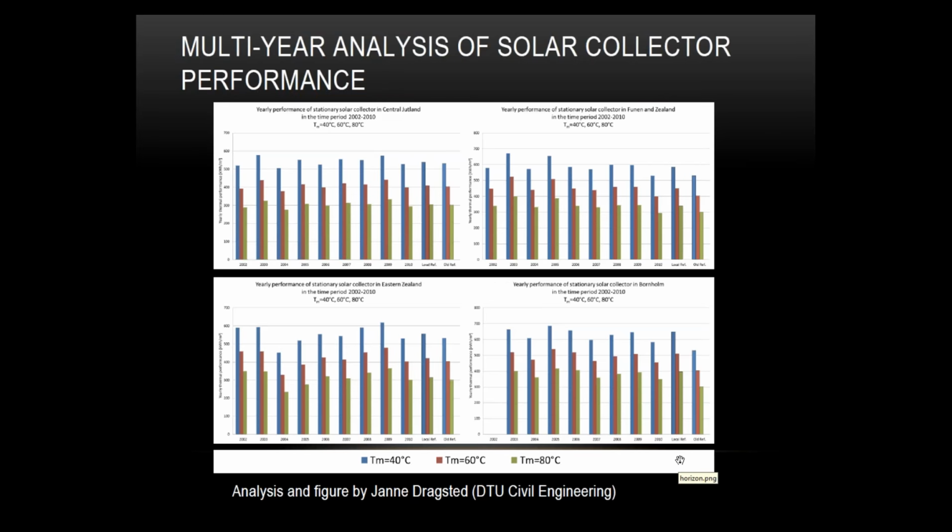Instead of using just these typical years, you can do multi-year analysis. And this is an example that DTU have made in Dragsted of multi-year analysis of solar collector performance. Here you see four different sites, each run for four different solar collector fluid temperatures. And you see on the y-axis the yearly thermal performance in kilowatt hours per square meter. The letters are a bit small, sorry about that.